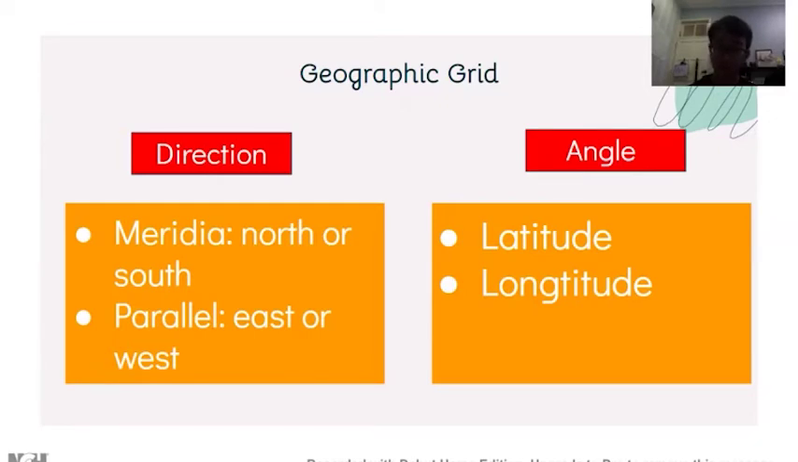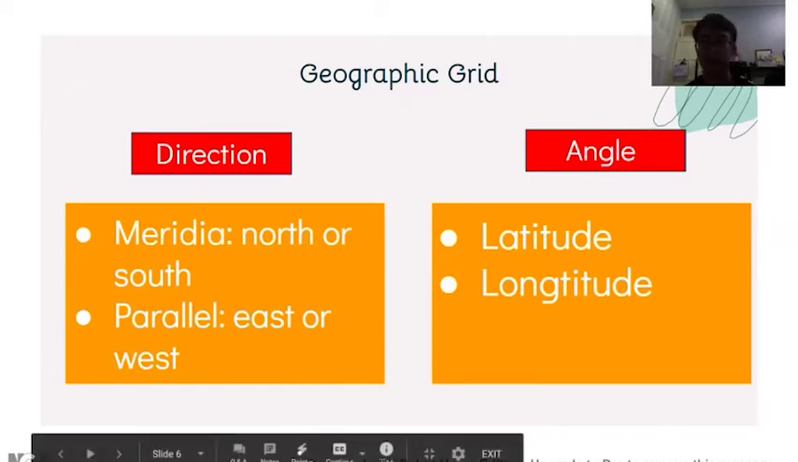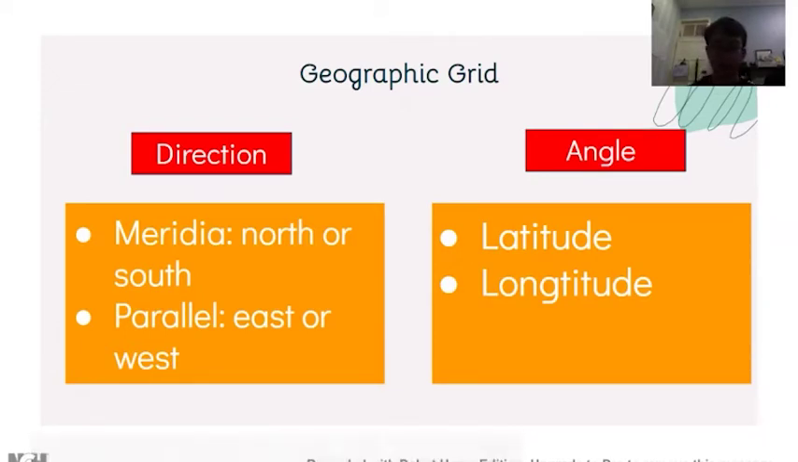For the angle, latitude is the angle between a point on a parallel and the center of the Earth and the point on the equator. As for longitude, it is the angle between a point on a meridian at the equator and a point on the prime meridian at the equator as measured at Earth's center. That's all for me. Thank you very much.